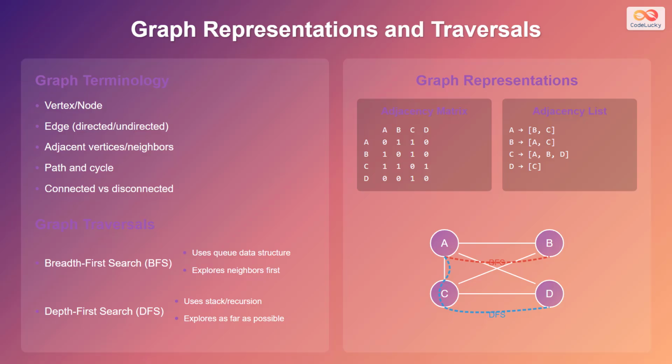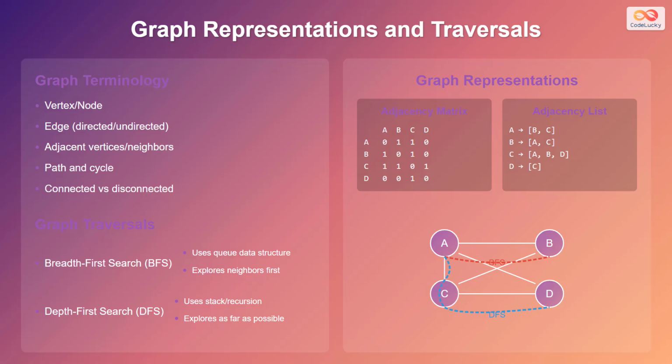A path is a sequence of vertices that connect two nodes, and a cycle is a path that starts and ends at the same vertex. A graph can be connected, meaning there is a path between any two vertices, or disconnected, meaning there are vertices that cannot be reached from others.